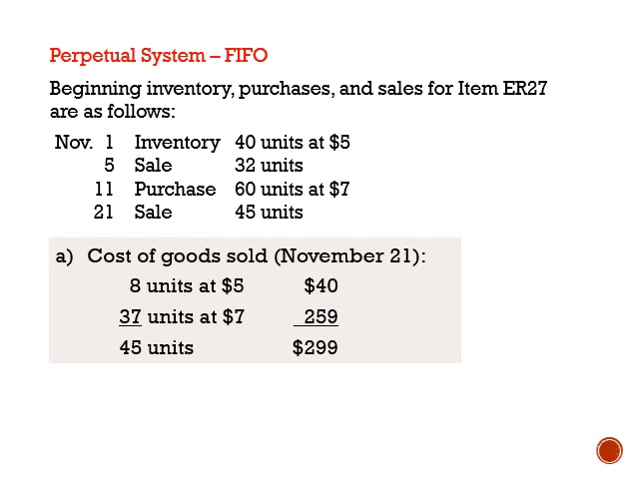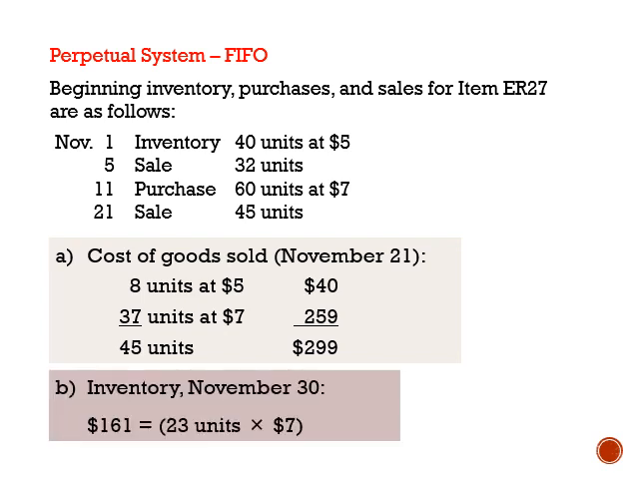So to fulfill the sale on the 21st, we will sell the 8 units from the first batch and take another 37 from the recent batch to make it to 45 units. The cost will be 8 units at $5 plus 37 units at $7. So we get $299 cost of goods sold for the sale on the 21st. After the sale, we have a balance of 23 units from the second batch at the cost of $7 per unit. That makes the end balance of $161.